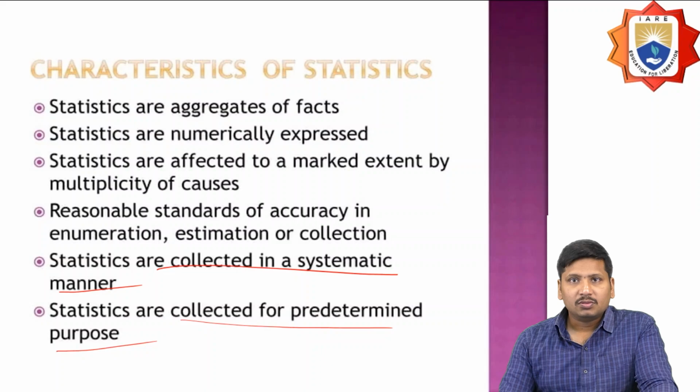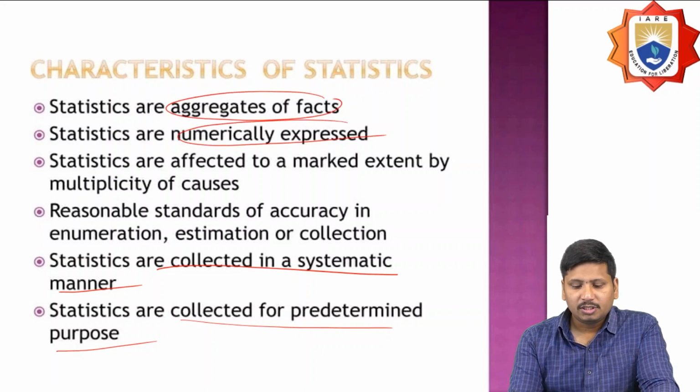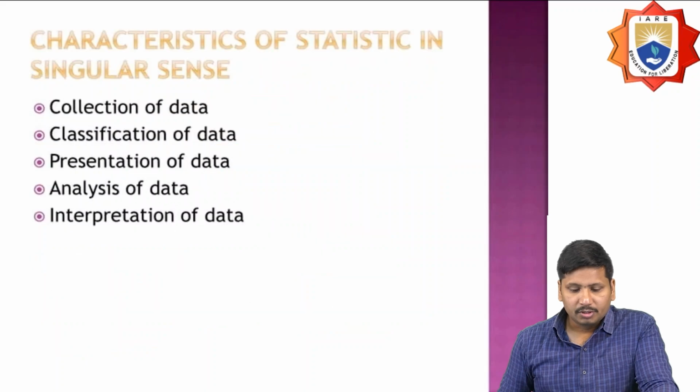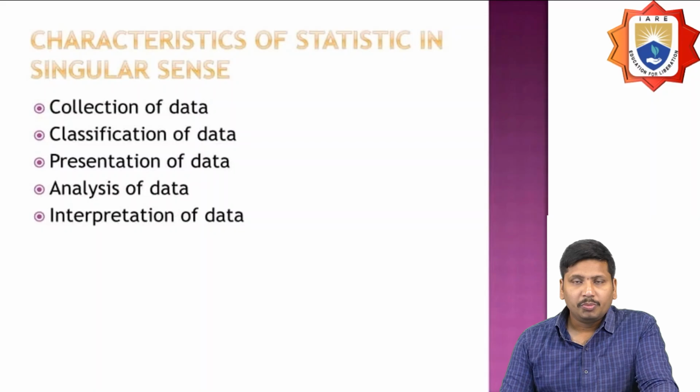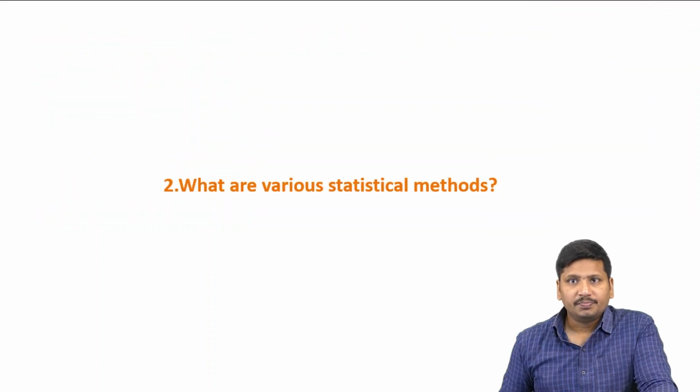So statistics are mainly used for aggregation of facts, numerically expressed, to improve the accuracy of estimation and collection. And mainly the statistics are collected in a systematic way and for a predefined purpose. Normally statistics is used for collection of data, classification of data, presentation, analysis, and interpretation of the data.